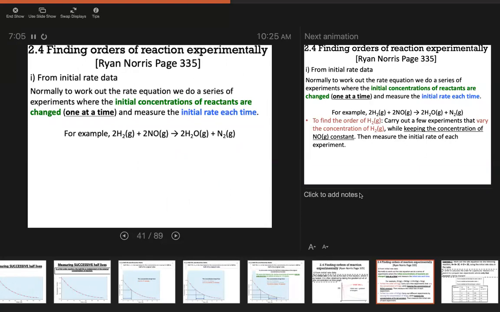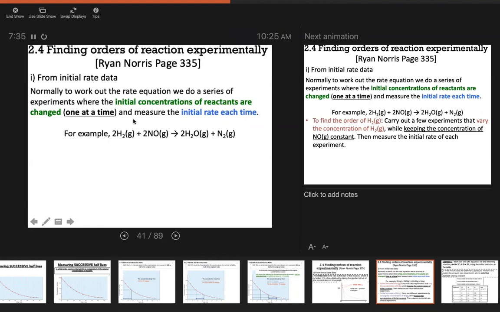Because after all, we just need these two variables: what happens to the rate as we change the concentration. But now, you know that in a reaction, there are sometimes more than one reactant. And the order of any particular reactant is specific to one reactant at a time. So you have to investigate them one at a time. So to do this, we work out the rate equation.